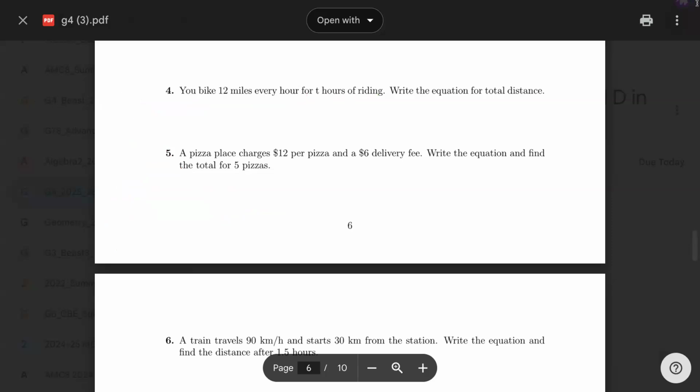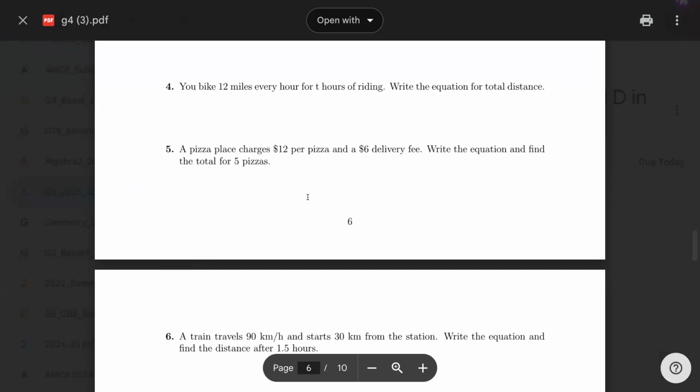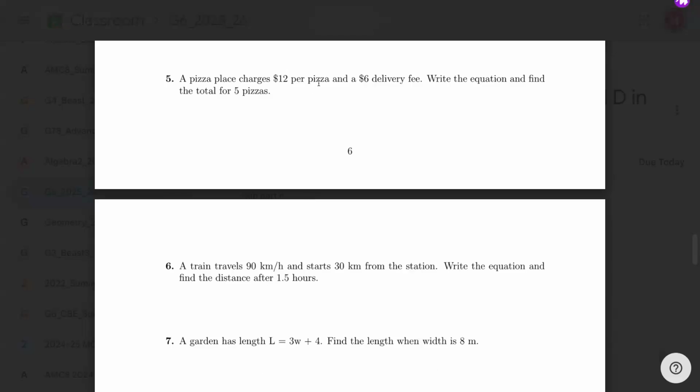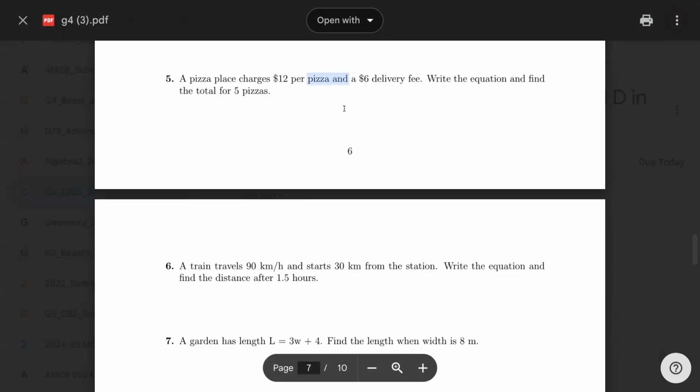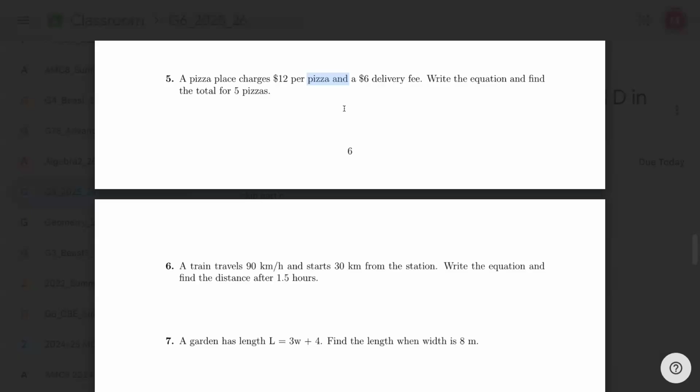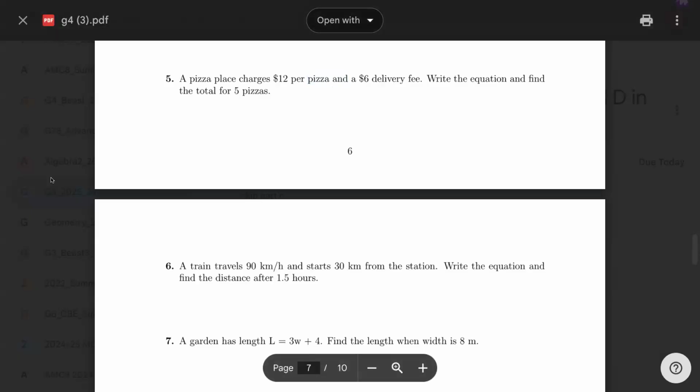Okay, guys. How about this? You're going to try this one. A pizza place charges $12 per pizza. So let's put out the table. Without the table, you definitely can't do it. What are the two quantities, Sanskriti? Arnav, you have to do.